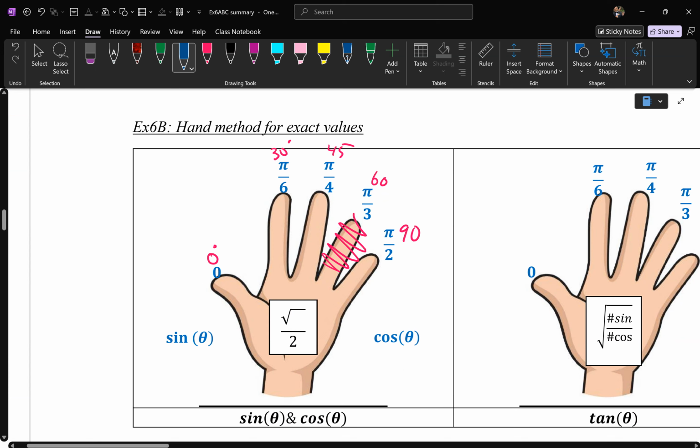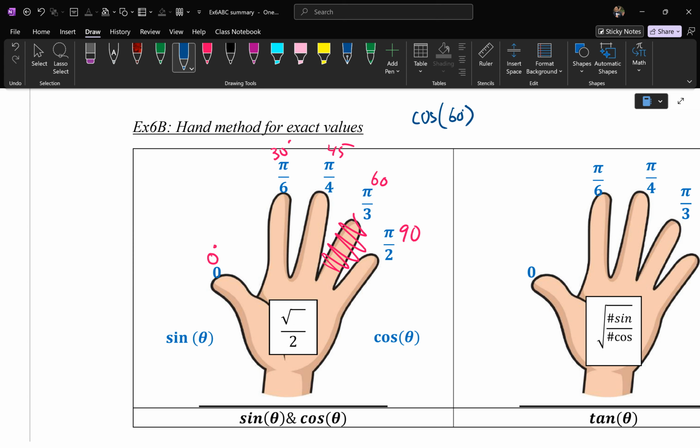What is cos of 60 degrees? Can I please have, let's go with Albert. What's cos of 60 degrees? Dropping 60 down, so this is my ring finger down. Yeah, so it's 1 over 2. Very good. And that's the answer.